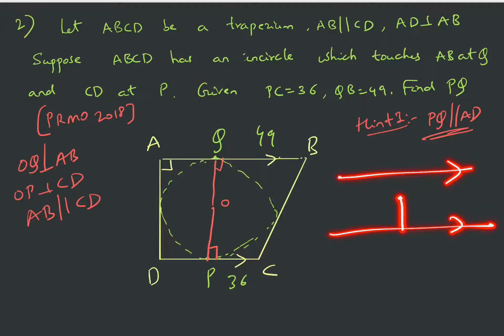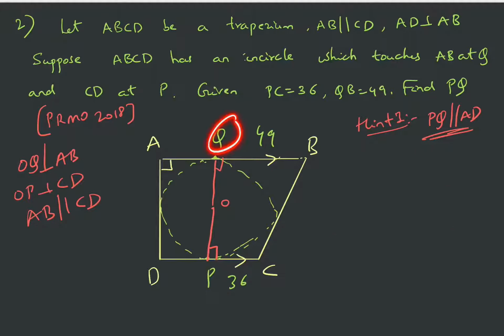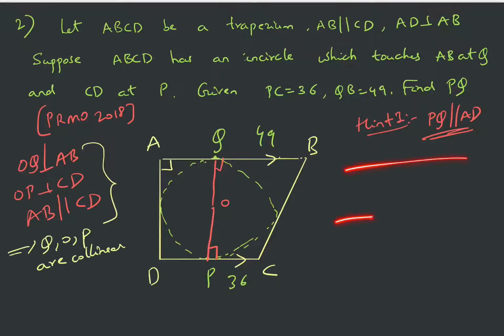From a point, if you draw perpendiculars to both these sides, then these 3 points, Q, O and P, would be collinear, right? So by these three conditions, I can clearly say that Q, O and P are collinear. You can verify it, and it is also clearly visible that there are two parallel lines, and if you draw perpendiculars to both these lines from a point, then these 3 points will be collinear.